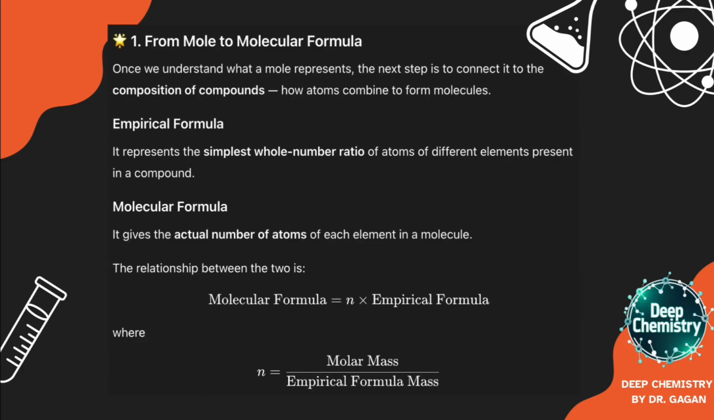Let's begin with molecular and empirical formulas. An empirical formula gives the simplest whole number ratio of atoms in a compound. A molecular formula gives the actual number of atoms in one molecule. They are connected through a simple relation, that is, molecular formula equals n multiplied by empirical formula, where n is molar mass divided by empirical formula mass.